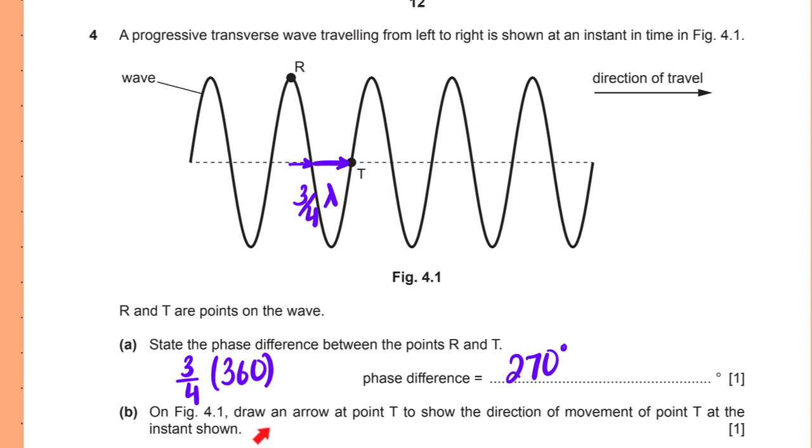On 4.1, draw an arrow at point T to show the direction of movement of point T at the instant shown. So an easy way to do this is basically to draw the wave sometime after this position. So if I know that this is traveling left to right, let me just draw some of the wave after how it would be. So that means that this peak would have moved slightly to the right, and this one would have also moved slightly to the right. So I can see to be on the new wave, T must be moving down like this. So T is supposed to move down, right? So this is a downward pointing arrow here.